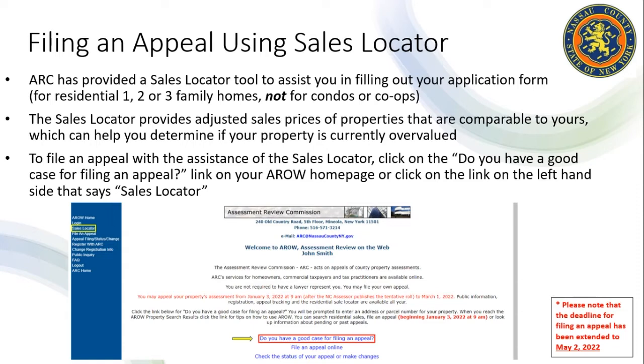And this can help you determine if your property is currently overvalued. Because if you're overvalued, that means your assessed value is too high, which could potentially lead to paying higher taxes. To file an appeal with the assistance of a Sales Locator, you could either click on the bottom where it says, "Do you have a good case for filing an appeal?" Or there's a link on the left-hand side that says Sales Locator. You just click on that.